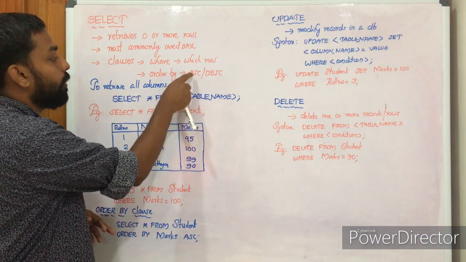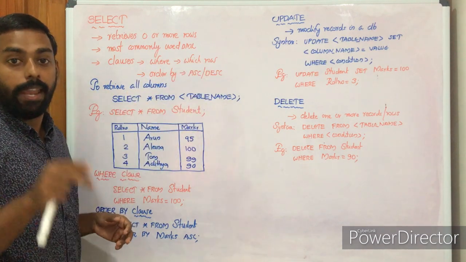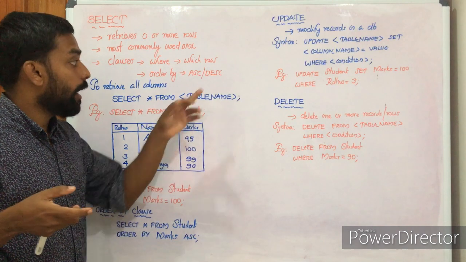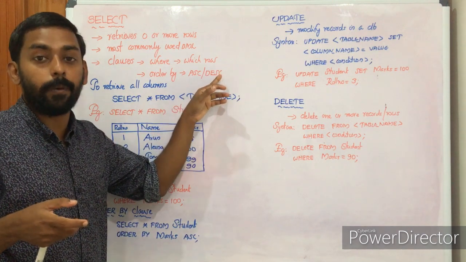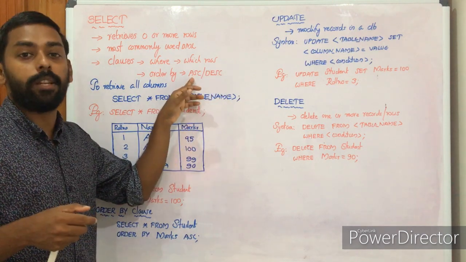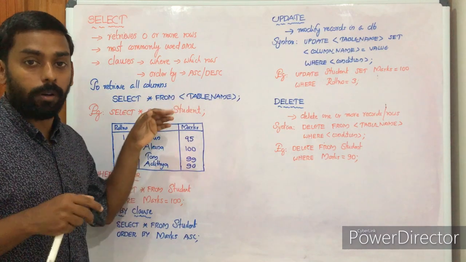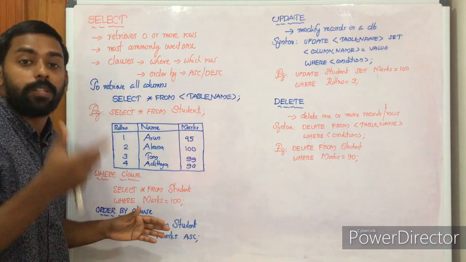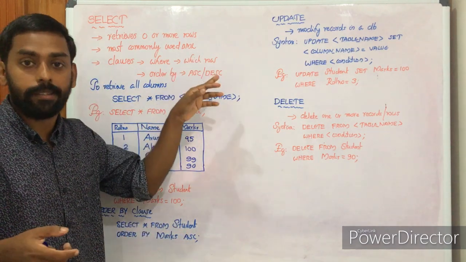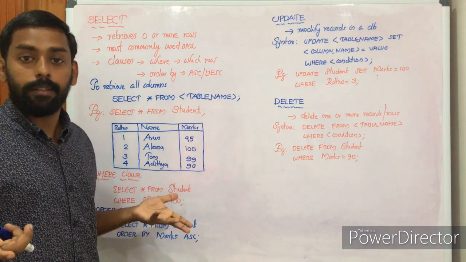We know there are 2 orders, ASC and DESC. ASC stands for ascending order and DESC stands for descending order, and the default order is ASC. What do you mean by default order? Even though we don't specify either ASC or DESC, it will be taken as ASC.